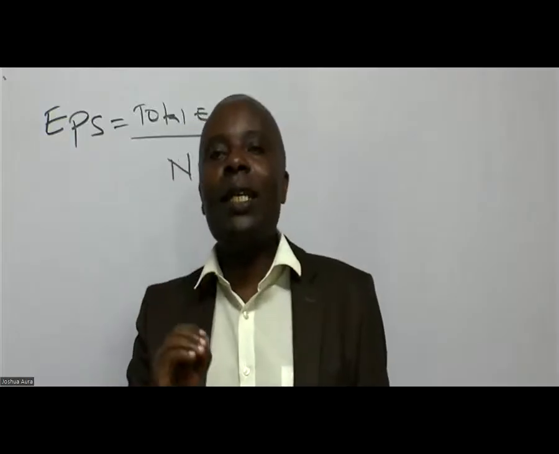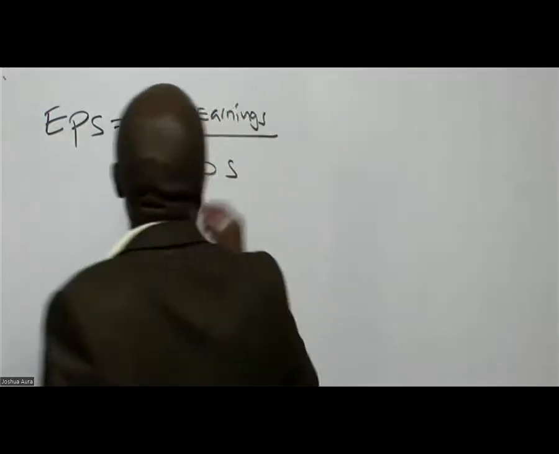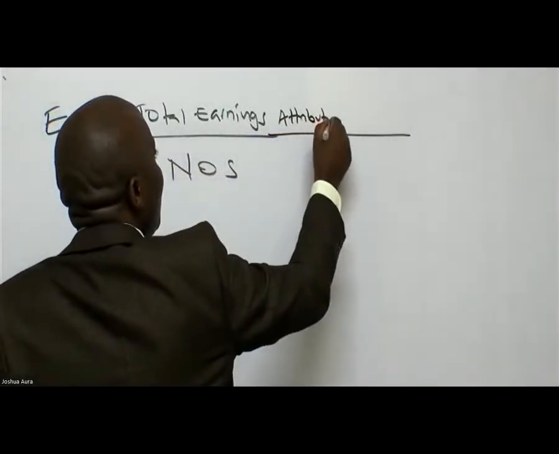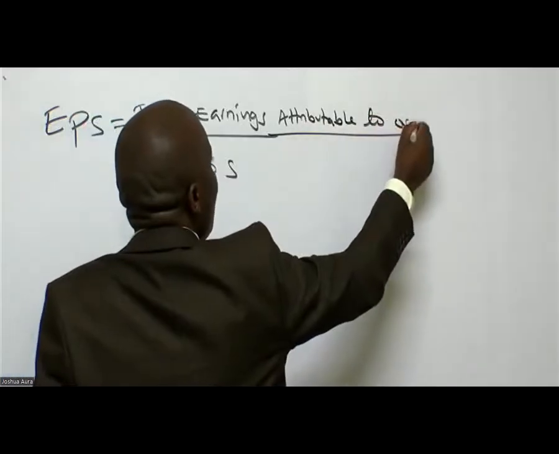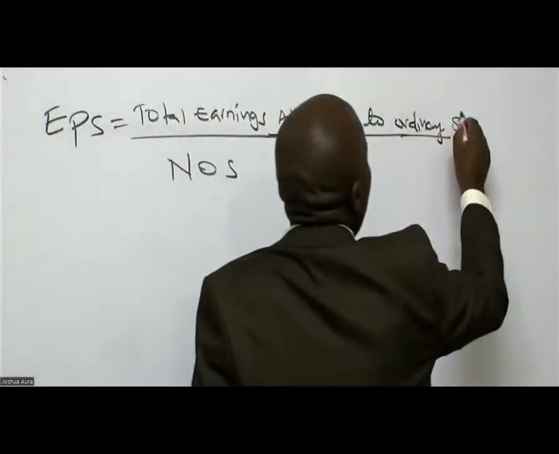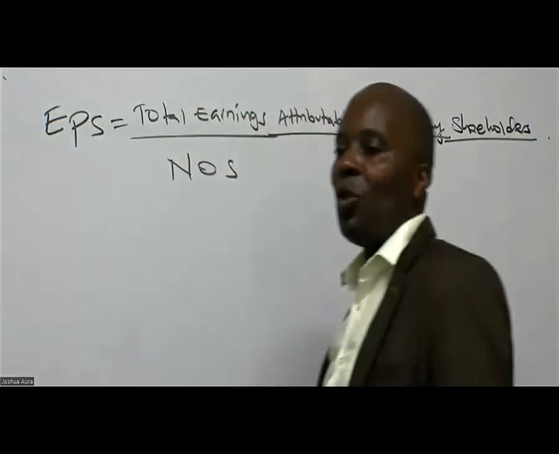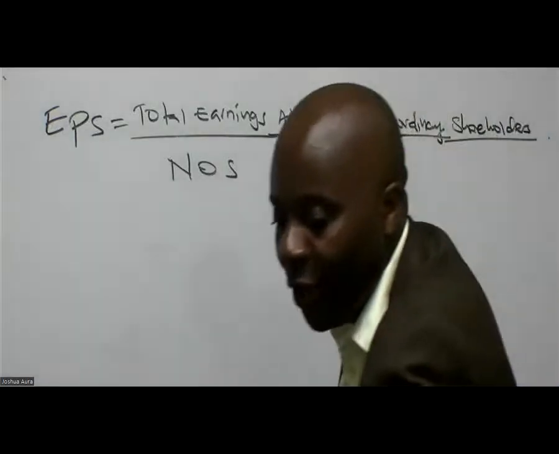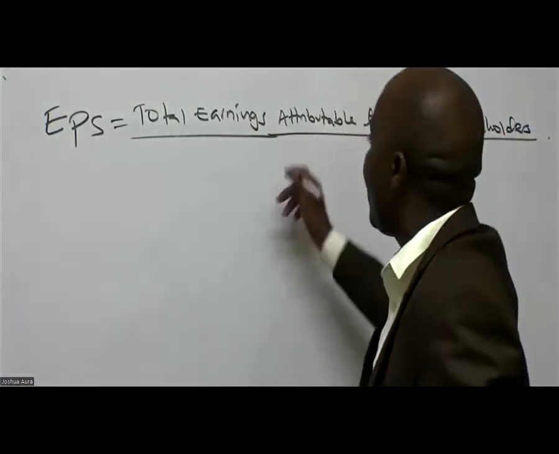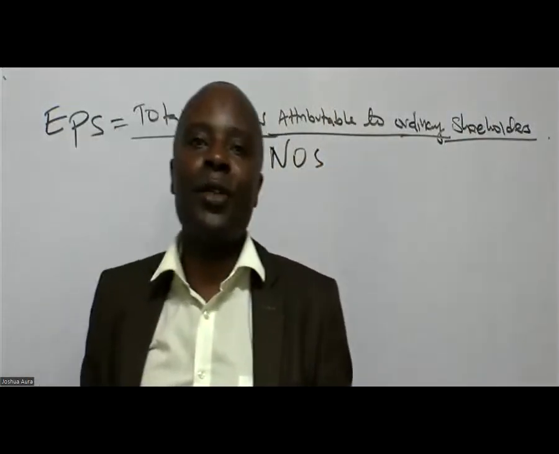These are earnings which are attributable to ordinary shareholders. So please qualify these by saying that these are total earnings attributable to ordinary shareholders, divided by the NOS. NOS is the number of ordinary shares, remember.